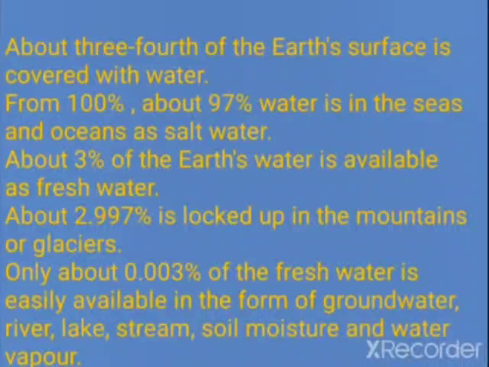Now again, out of this 3%, 2.997% is locked up in the mountains or glaciers, or is buried so deep under the ground that it costs too much to extract. So what is left? Only about 0.003% of the fresh water is easily available to us in the form of groundwater, river, lake, stream, soil moisture and water vapor.